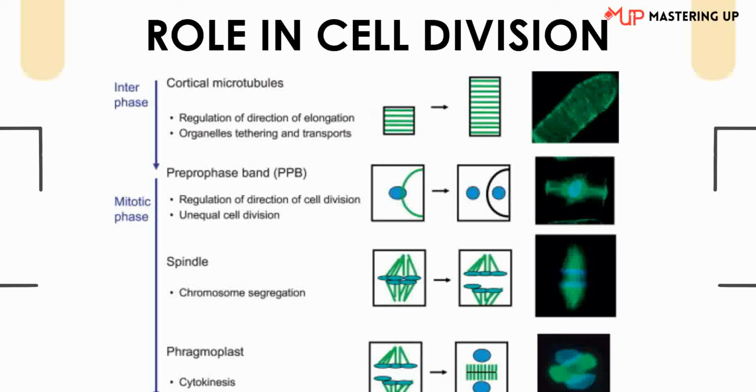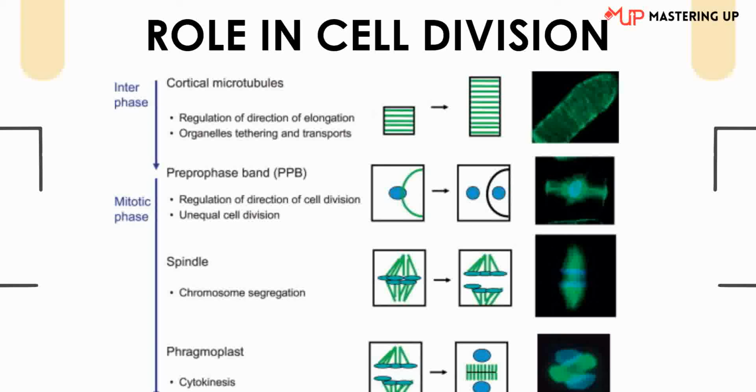Third stage is spindle formation. Microtubules in this stage reorganize to form mitotic spindles, which are essential for separating sister chromatids. The spindle apparatus ensures accurate chromosome segregation, preventing genetic errors in the daughter cells. Spindle microtubules attach to the chromosomes via kinetochores and apply forces to pull chromatids towards the opposite poles.